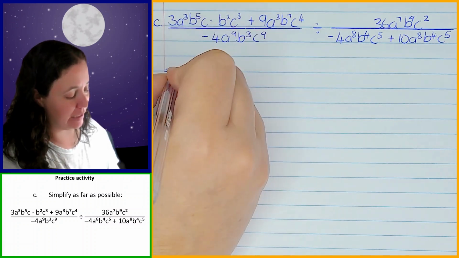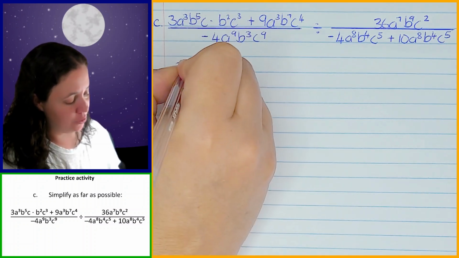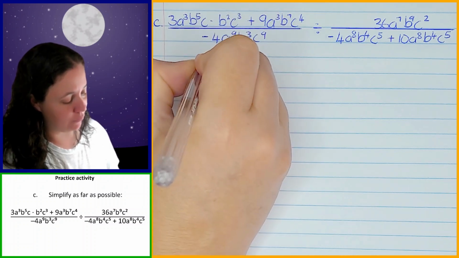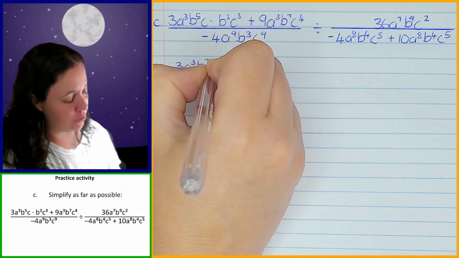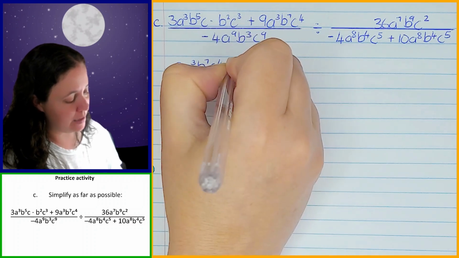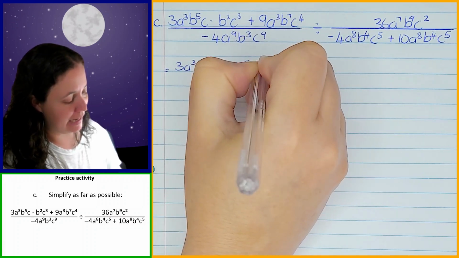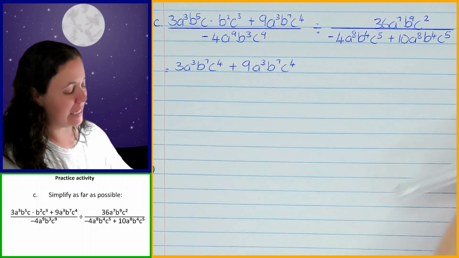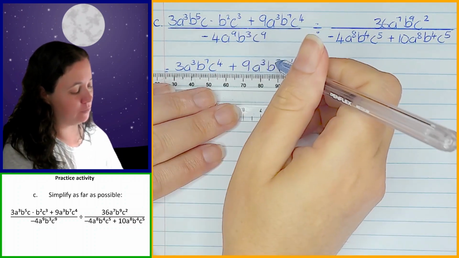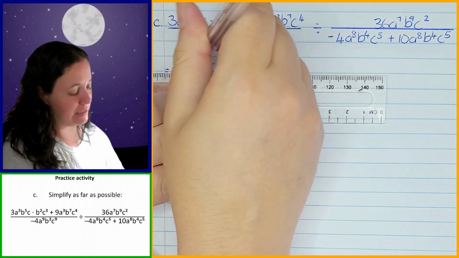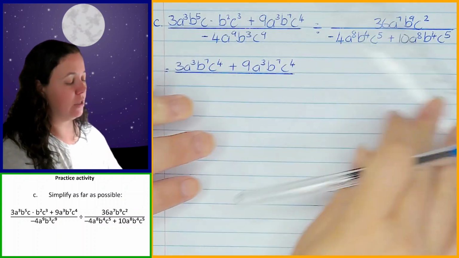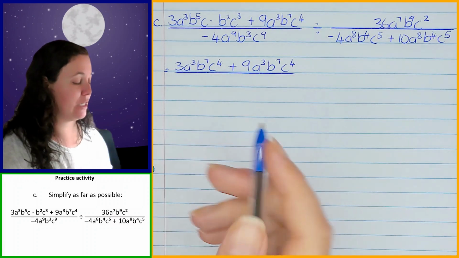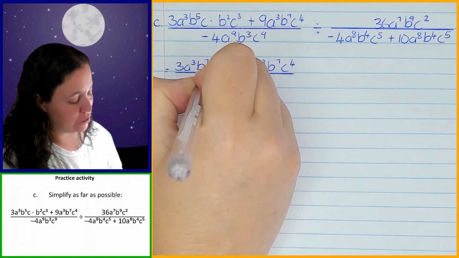So I've got 3a cubed, b to the power of 5 times b squared is b to the power of 7, and c times c cubed is c to the power of 4, plus 9a cubed, b to the power of 7, c to the power of 4. Now you can see over here, these are like terms, which means we'll be able to add them. Remember I said at the moment we'll only be having ones where they are like terms that you can simplify. We're still going to learn how to work with ones where you don't have like terms. And then the denominator is not going to change.